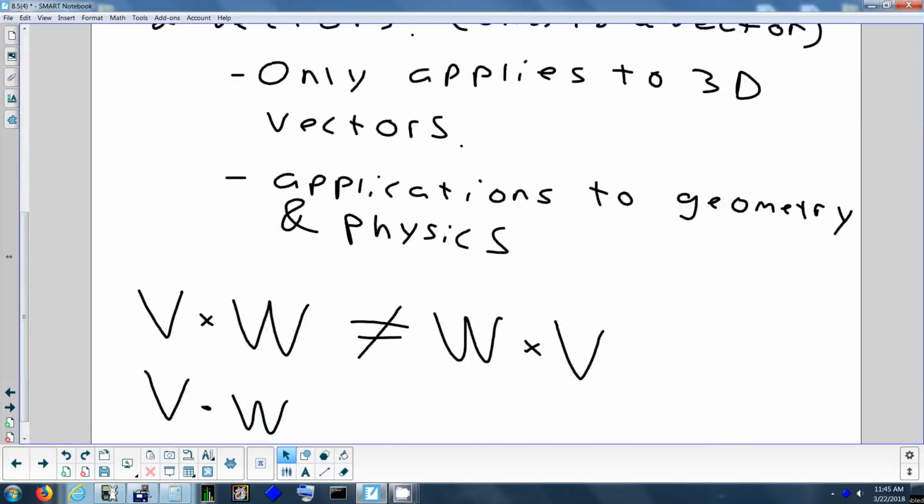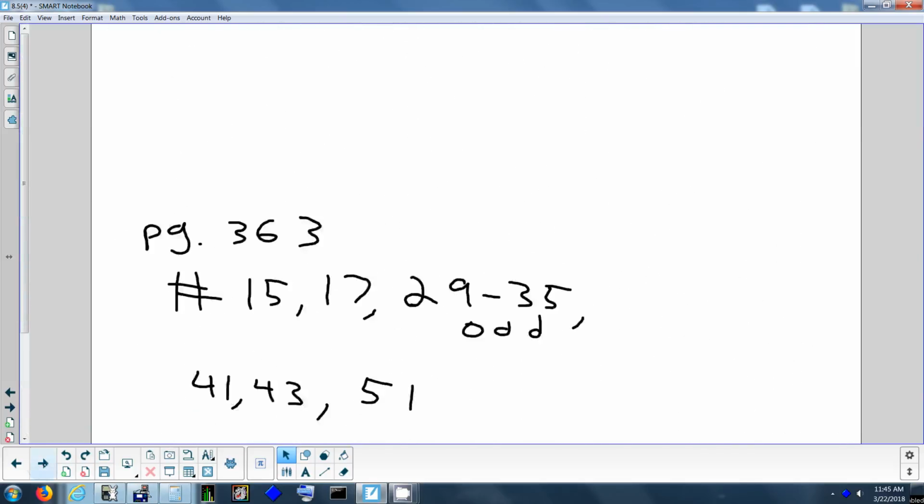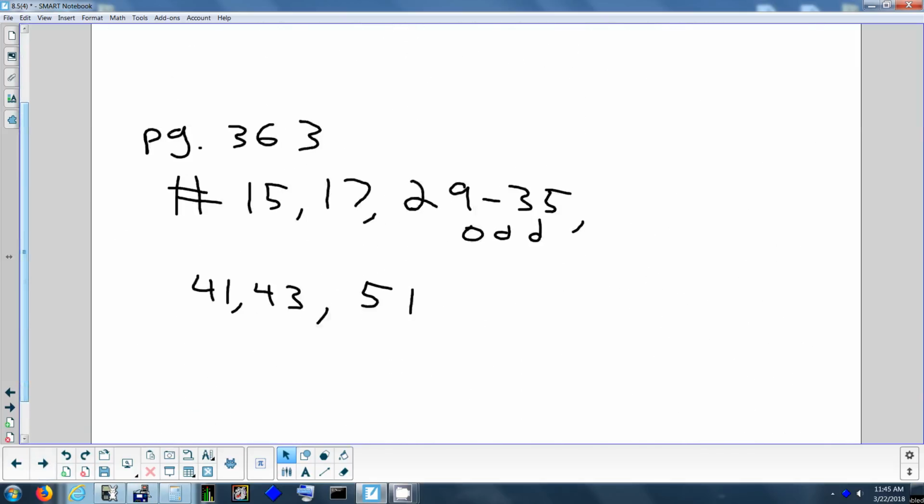Okay. So that finishes up everything for this week. So homework tonight, it's in your packet. It's 15, 17, 29 to 35, just the odds, 41, 43, 51. Okay, tomorrow we'll have our tests. It's about 17 or 18 questions, one word problem. And it's pretty much in order of the stuff we learned. The 2D stuff will be first, 3D stuff will be at the end.